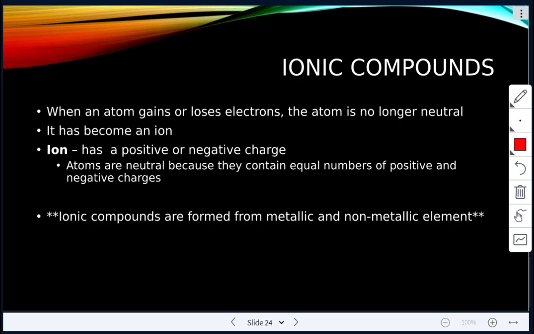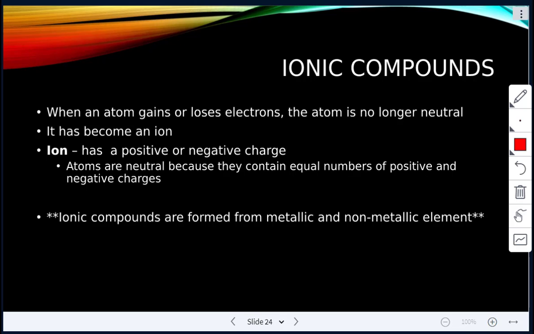So what we know from atoms and why they were neutral was because they contained an equal number of positive and negative charges. So for example, oxygen, which is element number 8, therefore it had 8 protons, and therefore it would have 8 electrons, making it neutral. But once oxygen gains electrons, it now becomes an oxygen ion, or an oxide ion. All right, so that's what an ion is.